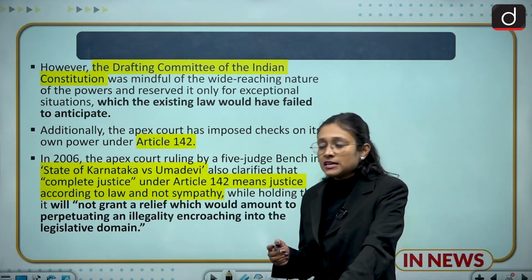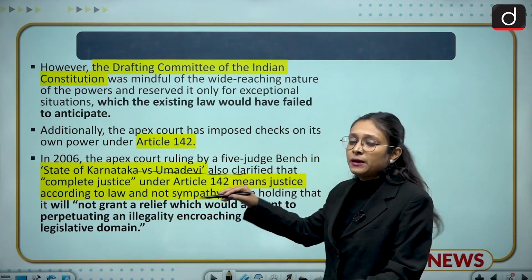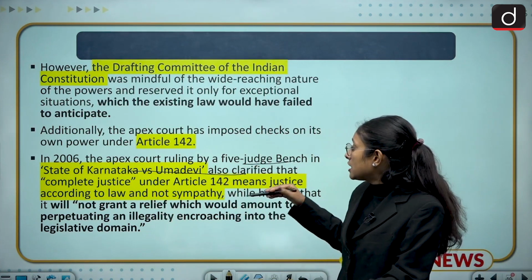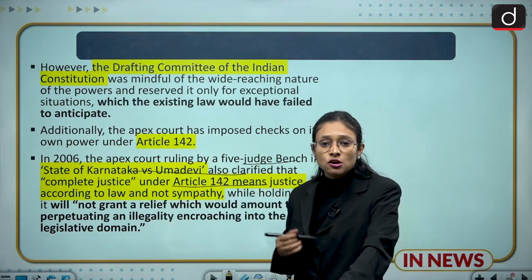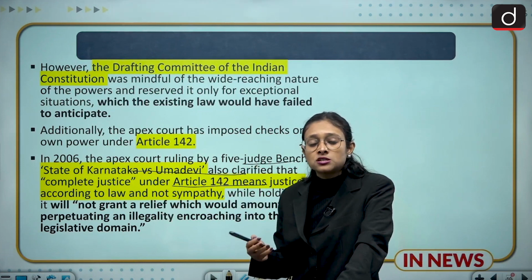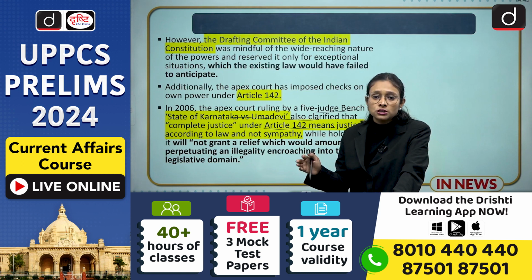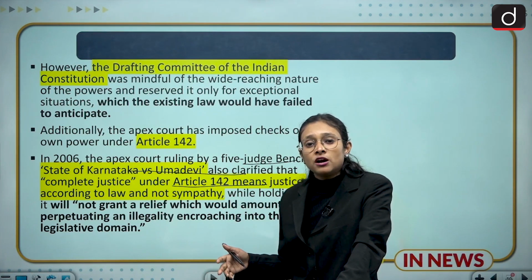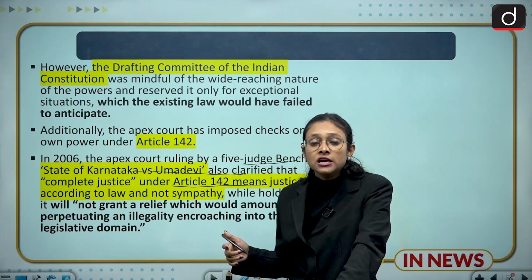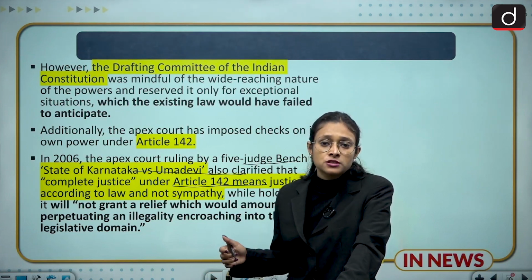So we have another case, State of Karnataka versus Uma Devi. In that case, the apex court clarified that complete justice under Article 142 means justice according to the law. So whatever justice is given to any particular party or any particular people, it is according to the law. It is not on a sympathy basis. So if the Supreme Court is behaving like an executive under Article 142 of the Constitution, it means that they are giving judgment on the basis of the law, not for sympathy.